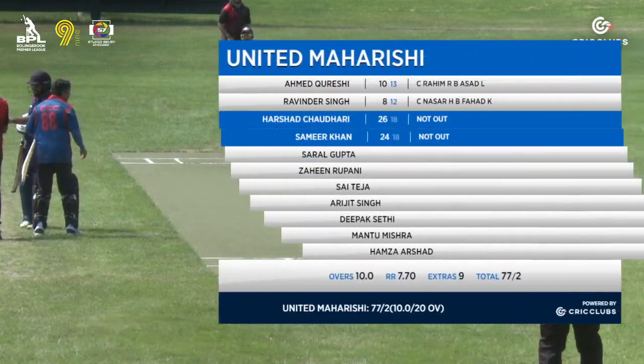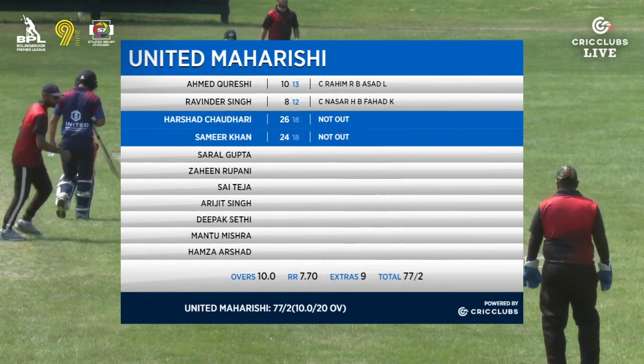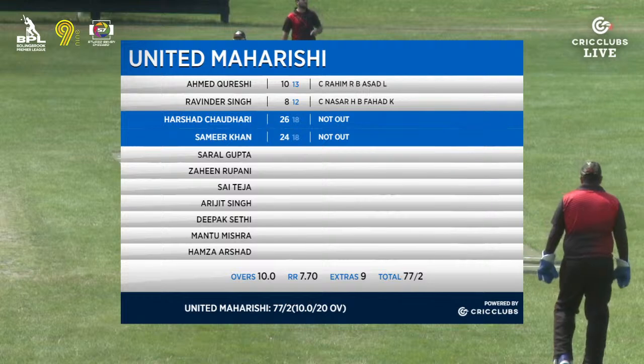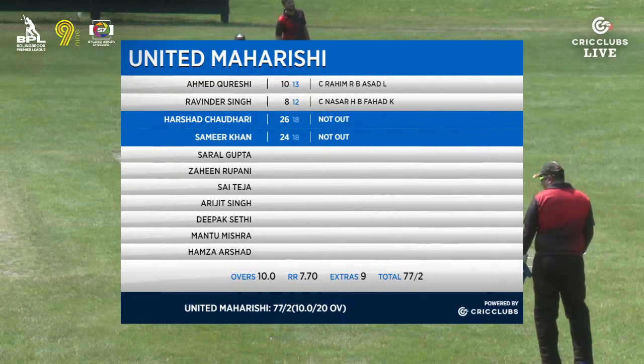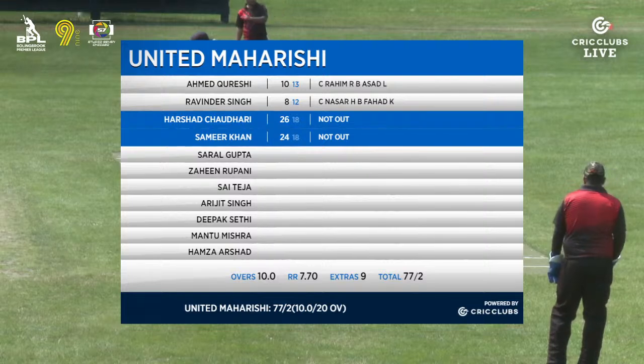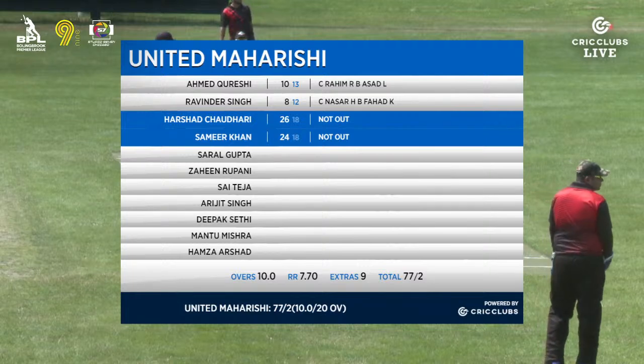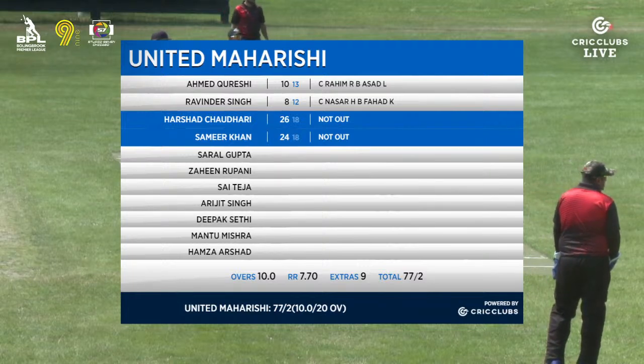People just taking a break at the halfway point for a quick sip of water. There we see the scorecard. Ahmed Qureshi out for 10 off 13. Ravinder Singh 8 off 12. Now these 2 batsmen going along nicely, almost tit for tat. 26 off 18 for Harshad, 24 off 18 for Samir, and we have some handy batting to follow if needed.